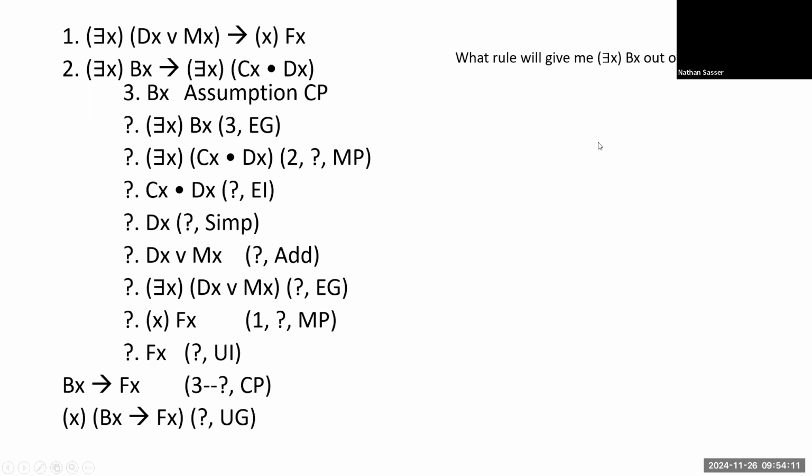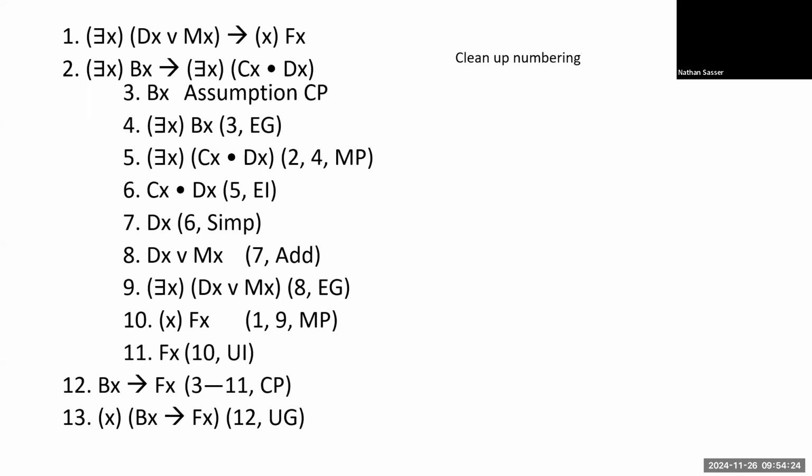That is right, friend. It is existential generalization. Remember, generalization rules bring quantifiers back. Instantiation rules drop them out. You've now connected the dots. Everything's done. All you've got to do is clean up the numbering like that.